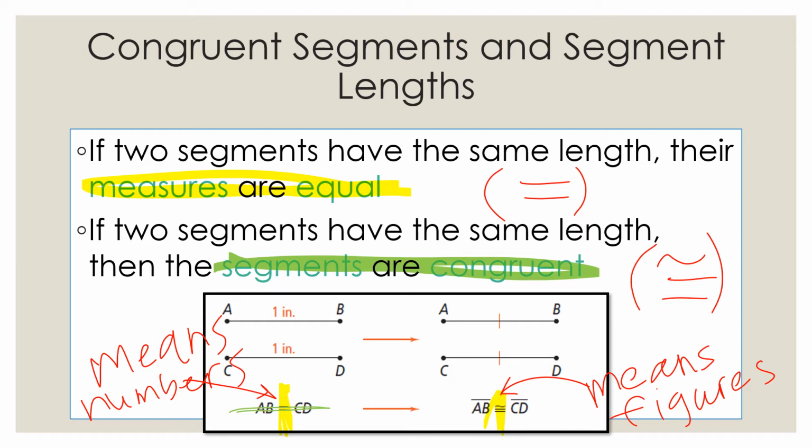For congruent, we use these fancy things here. These tell us if objects or diagrams or figures are congruent or not. Sometimes they're only going to use one little tick mark. Sometimes there will be 2, sometimes there will be 3, depending on how many figures you have that are congruent.